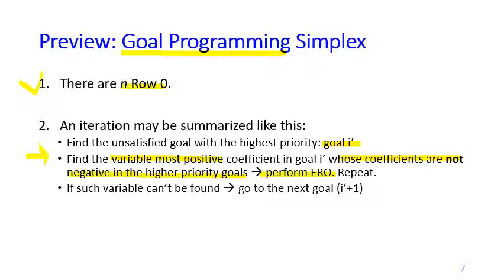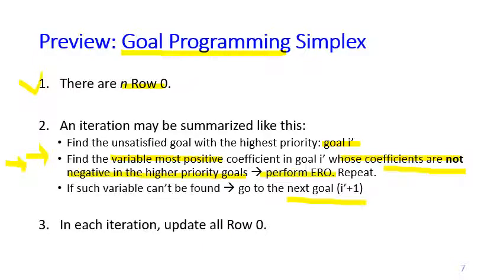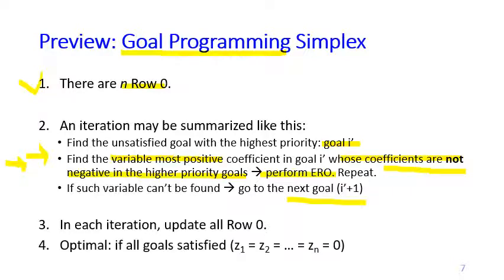It means that we need to go to the next lower priority goal, which is goal I prime plus 1. And then we repeat the second step again, trying to find a variable that is the most positive in that row, with the requirement that the coefficients of that variable in the higher priority goals cannot be negative. So we keep repeating this. In each iteration, when we perform elementary row operations, we need to update all row 0, so we perform the operations for all rows in the table. And finally, the goal programming simplex will reach optimality if all goals are satisfied, which means that Z1 equals Z2 equals Z3 up to Zn equals 0.